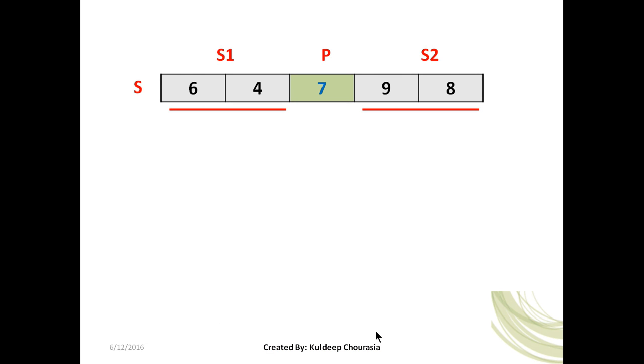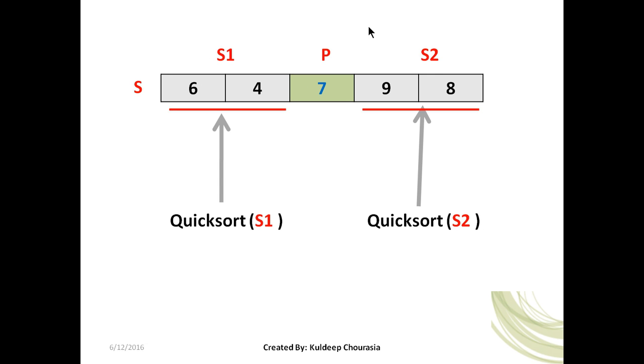So what do we have to do now? We have to now sort this set S1, which contains elements lesser than 7, and when this task is over, we have to quicksort S2, which contains elements greater than 7. So we have two new tasks to do now. First quicksort S1 and then quicksort S2.